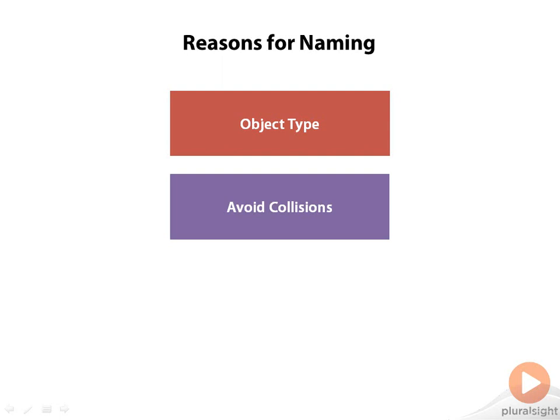In Angular, objects require unique names, but Angular doesn't throw an error if we name two objects the same. Instead, it will silently overwrite one with the other. Because of this, it's important to avoid name collisions.